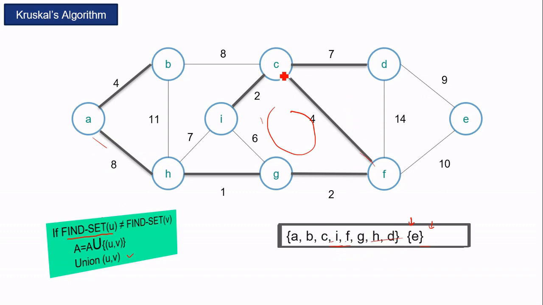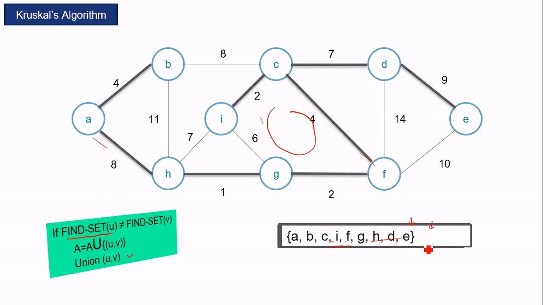Now the next edge is BC, but the find set of B is in the same set and C is also in the same set. So we will not add this because it will form a cycle here. So I will not add that edge into the minimum spanning tree. Next edge with the minimum cost is the edge DE. Its cost is 9. Find the set of D, it is in set 1, and E is an independent set. So I will add the edge DE, and then I will unite everything.